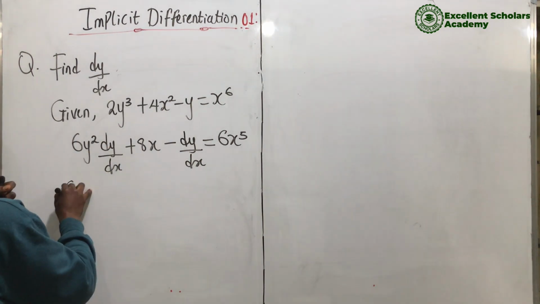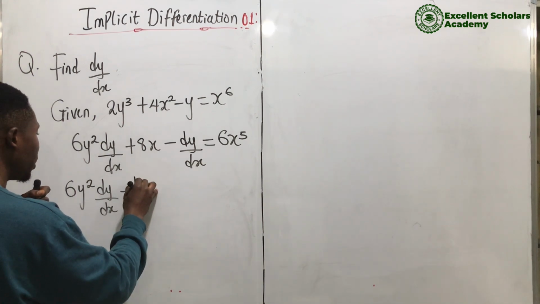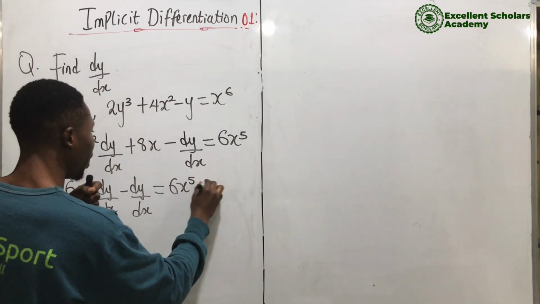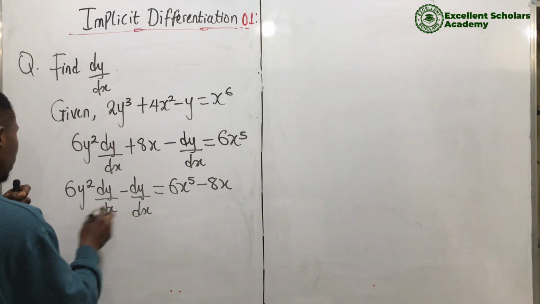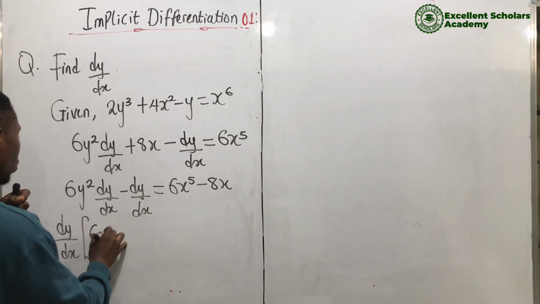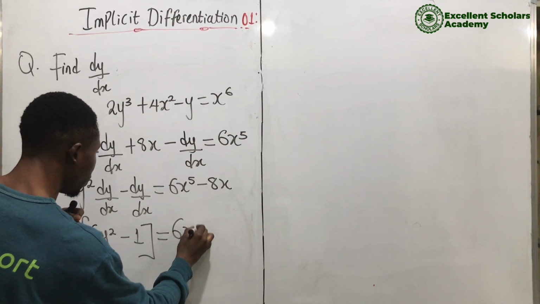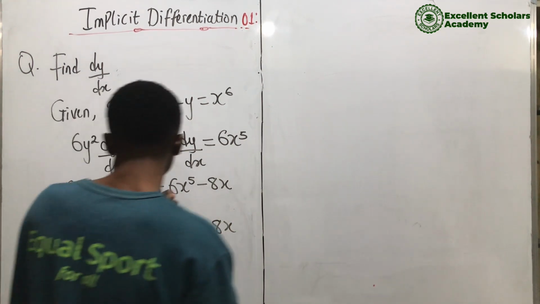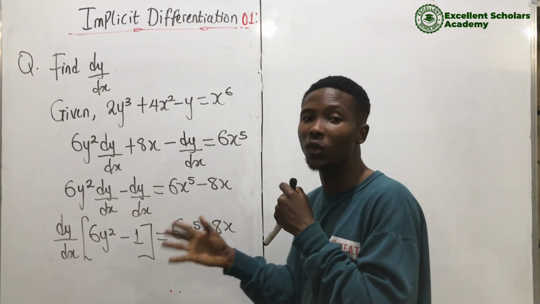So this becomes 6y squared dy/dx minus dy/dx is equal to 6x to the power of 5 minus 8x. Okay, so now if you check, dy/dx is common here. We're going to bring it out, so this becomes dy/dx times, we're going to be left with 6y squared minus 1 here, equals 6x to the power of 5 minus 8x. Okay, so now we're going to divide both sides by 6y squared minus 1 because we want to find dy/dx. That's our aim, to find dy/dx.